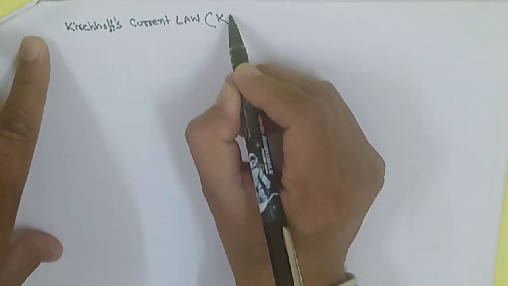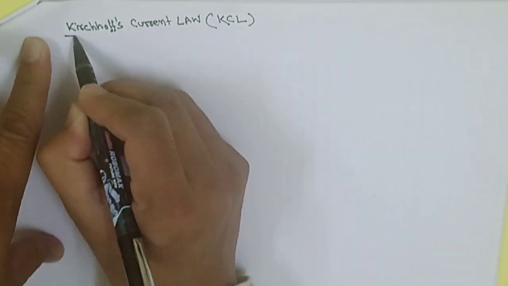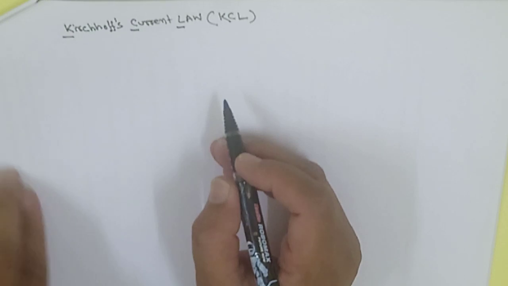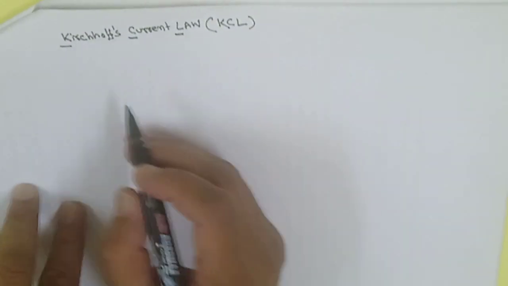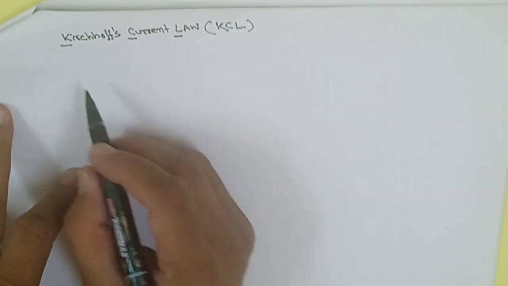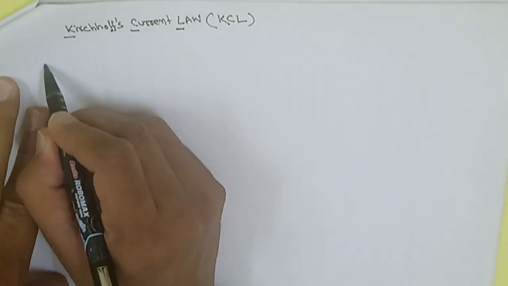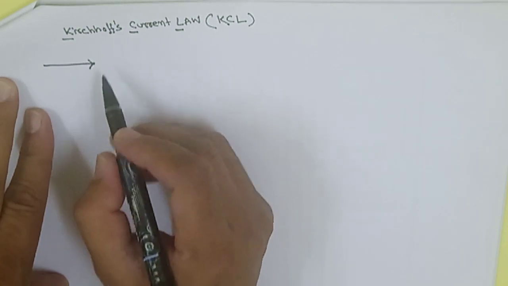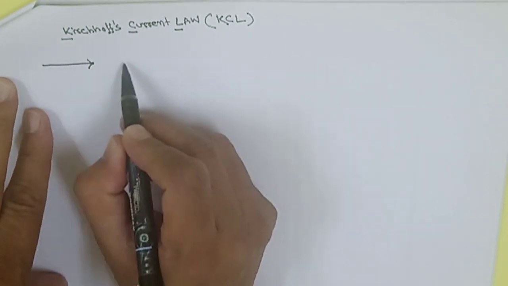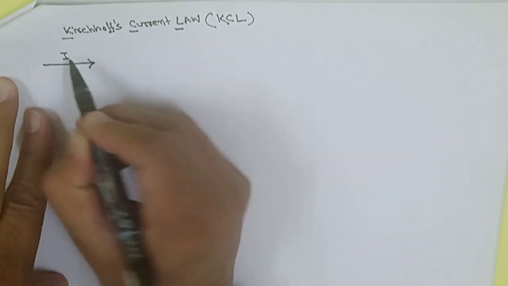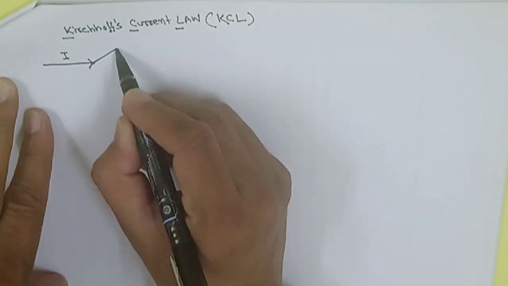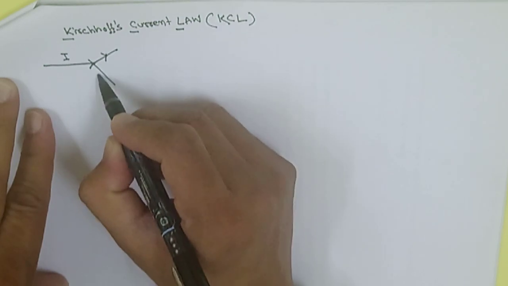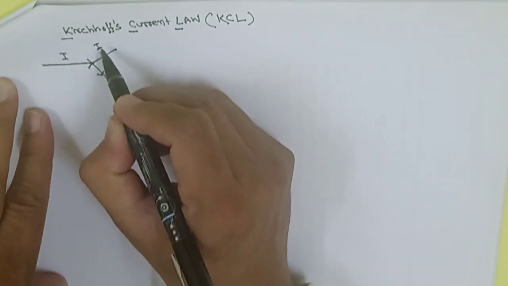We say this is the KCL, Kirchhoff's Current Law. Before starting with Kirchhoff's Current Law, we should know what a node is. Once current is passing through one path, the current is the same quantity. But if it is divided into two other parts, then the current will be a different quantity.